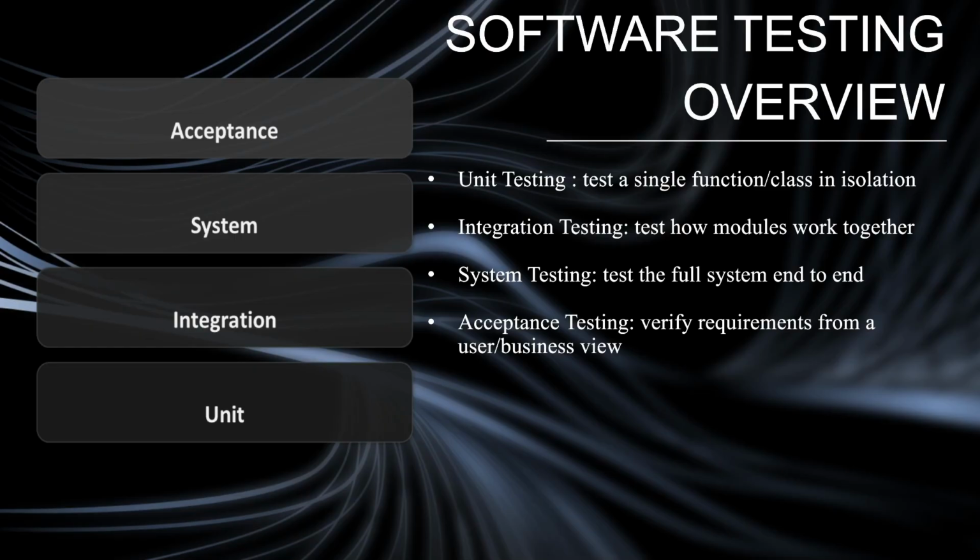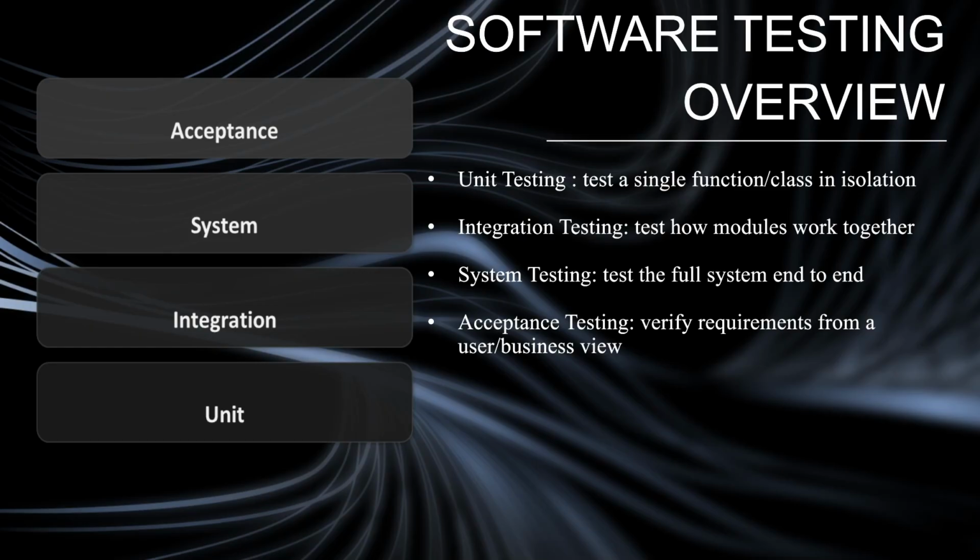Integration testing is when you test that multiple components work together. For example, your service class plus a real database connection, or your API layer plus the data layer. System testing is when you test the entire application as one system, basically end-to-end behavior, often in an environment that looks like production. Acceptance testing is when you test from the perspective of the user or business requirements. It answers, does the system meet the requirement?